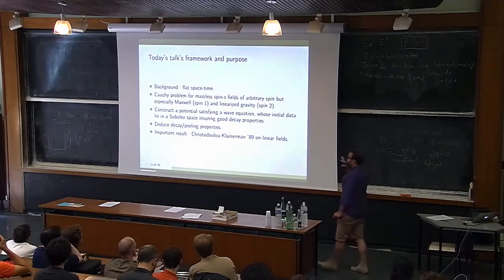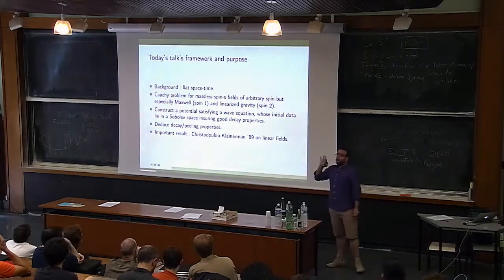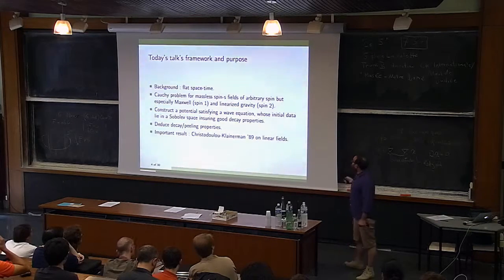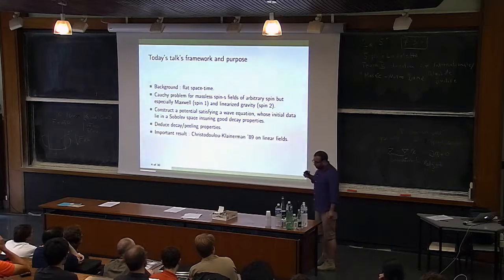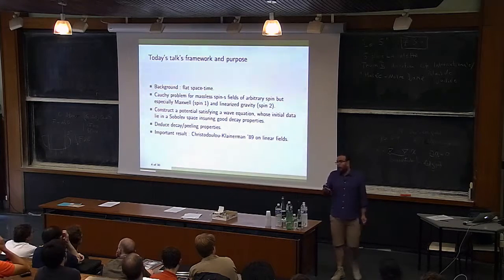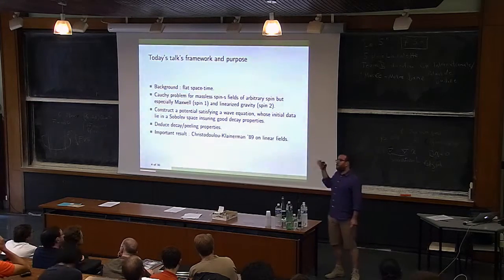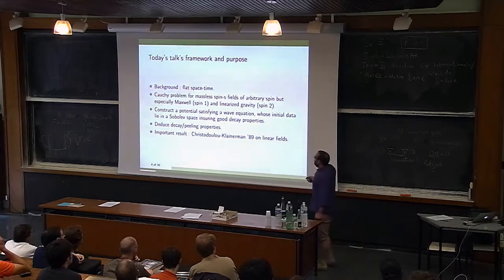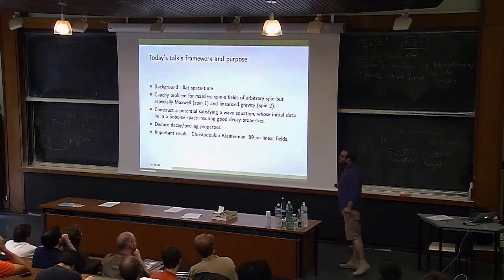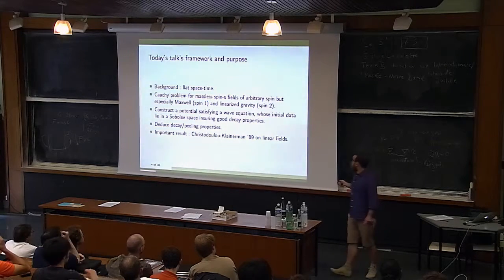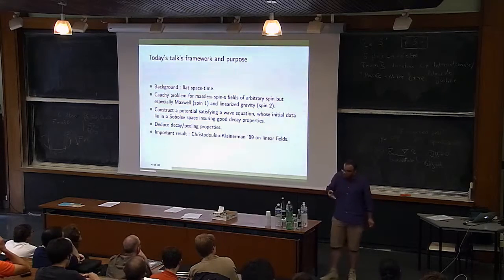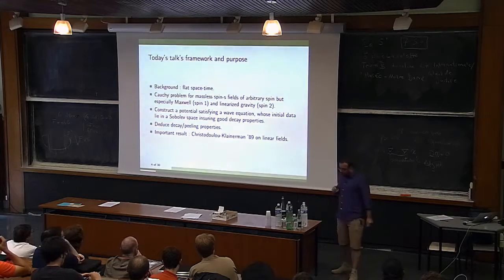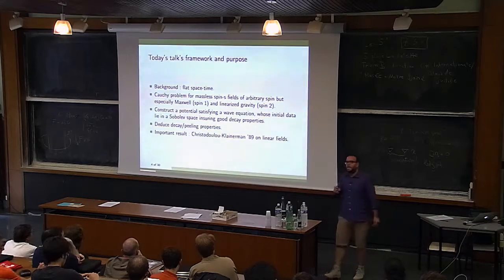And the purpose of this talk is, I'm giving myself a solution of the Cauchy problem, and I want to construct a Hertz potential, by constructing initial data for this Hertz potential which satisfies the wave equation. Okay? And I want to have a nice, complete description of the asymptotic behavior of my Hertz potential. And the important thing is, there's a preliminary result of Christodoulou-Klainerman for these fields, Maxwell and linearized gravity, so we have something to compare with.